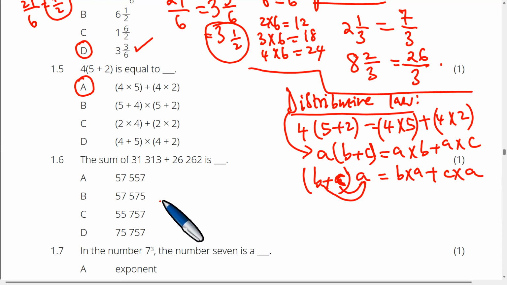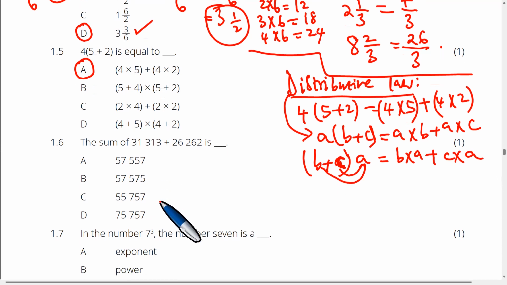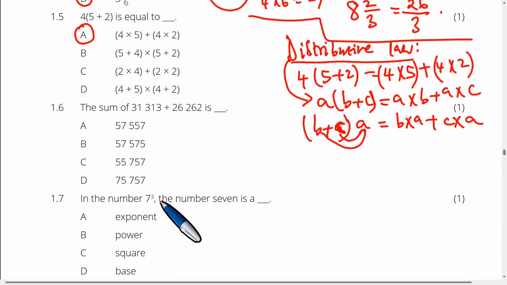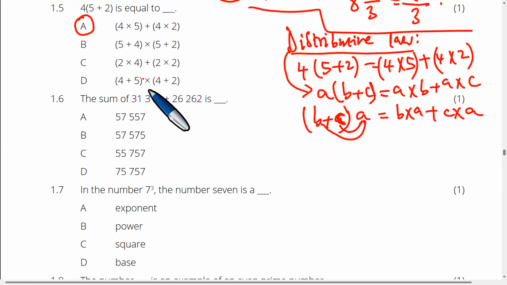Okay, so now if you look at 1.6, the sum here. The sum of these equals what? Is it A or B or C or D? What is your thought, please, on this one?